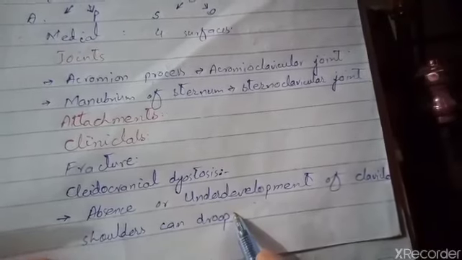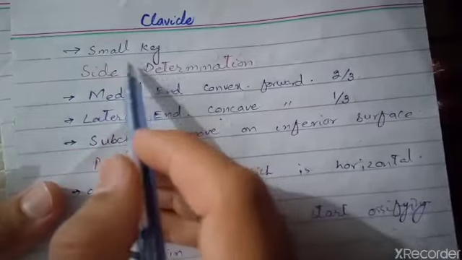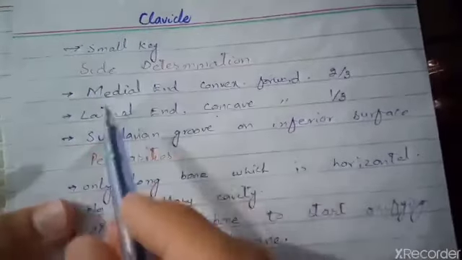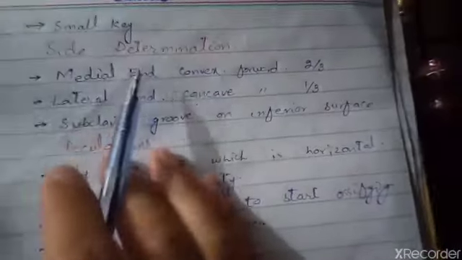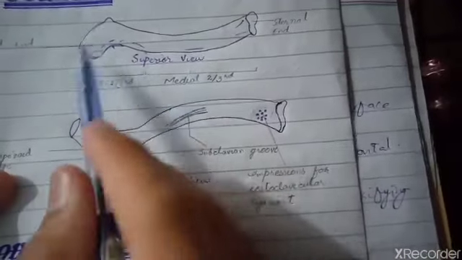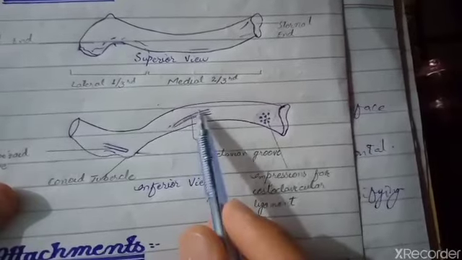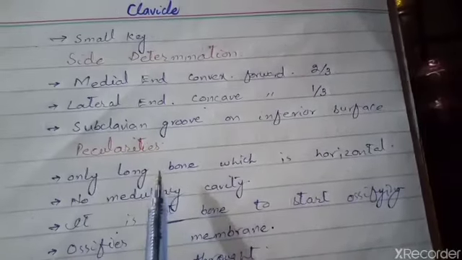Okay, now this is all about clavicle. Now we have a quick review of clavicle. The word clavicle is derived from a Latin word which means small key, and we come to its side determination. Its medial end is convex forward, lateral end is concave forward, and its inferior surface has a groove called subclavian groove. This is about the side determination.